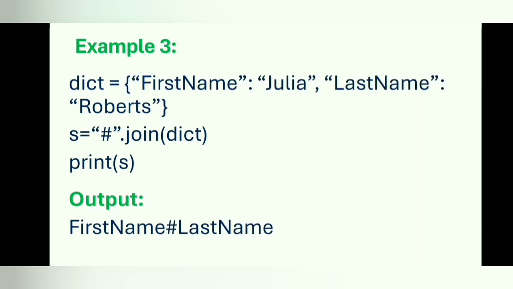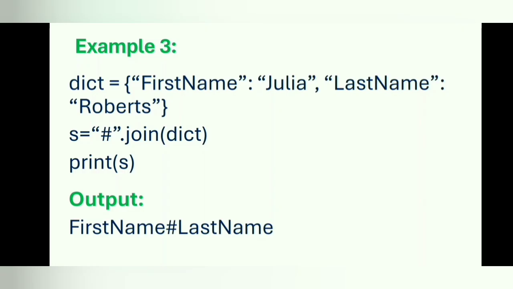Example 3. In this example, we join all items in a dictionary into a string using a hash character as a separator. When using a dictionary as an iterable, the returned values are the keys, not the values. The join method is useful when you have a dictionary whose keys need to be joined together into a single string value. The join method is called on a string, gets passed a dictionary and returns a string. The returned string is the concatenation of each key in the dictionary.